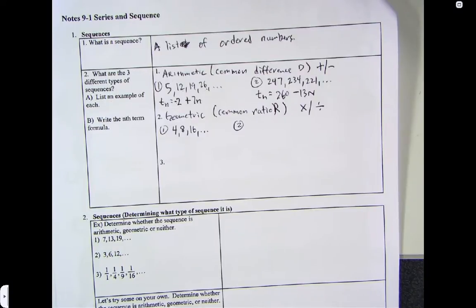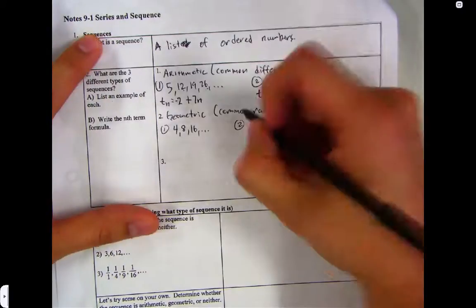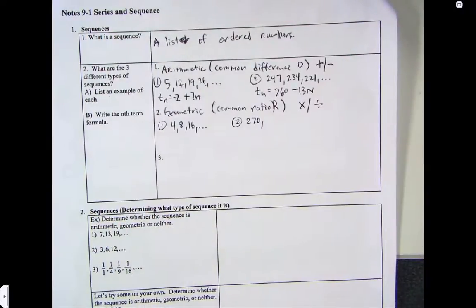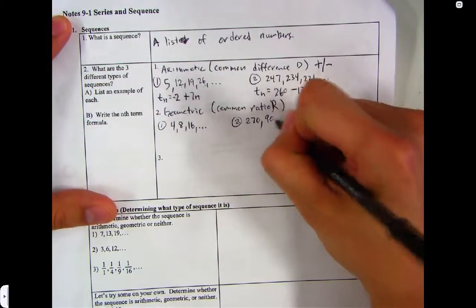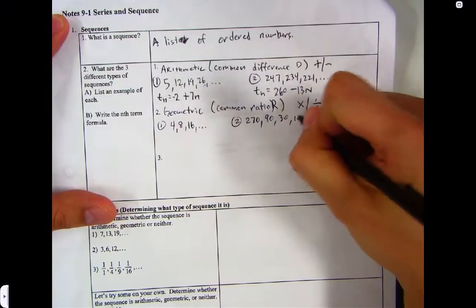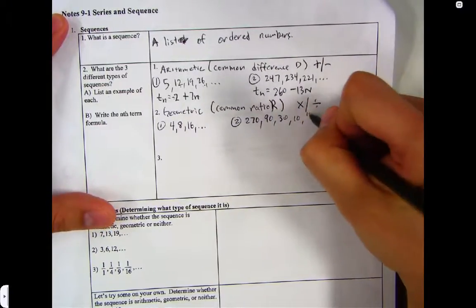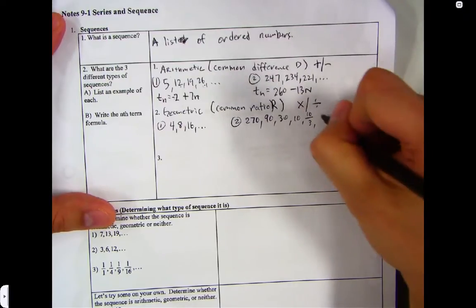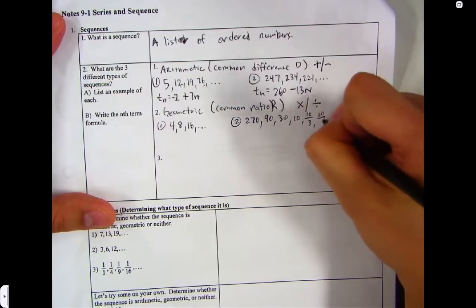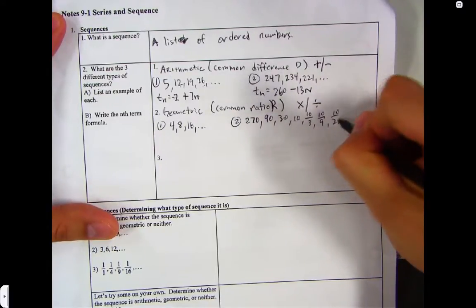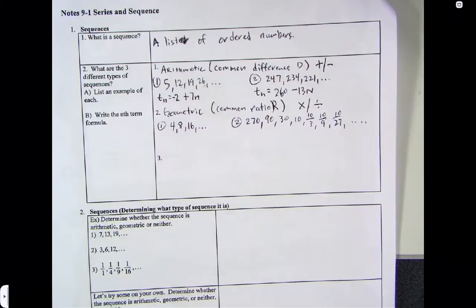This example is harder to come up with, so I'll think of a number. 270, and we're going to divide by 3. Okay, so what's 270 divided by 3? 90. What's 90 divided by 3? 30. 30 divided by 3? 10. 10 divided by 3? 10 over 3. Okay, 10 over 3 divided by 3? 10 over 9. 10 over 9 divided by 3? 10 over 27. Thank you. Okay, you guys get the point. Alright?